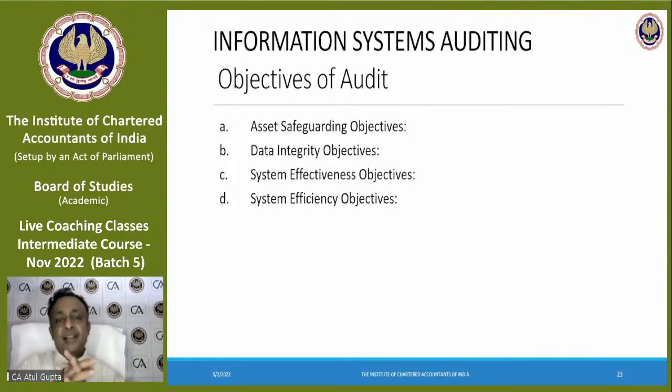Then system effectiveness and efficiency objectives. When you do an audit, what the auditor is to bring forward is that if there is a gap, if there is a lacuna in the way the system is configured, then you can find that through a system configuration check, whether the system is properly configured to ensure that all objectives of the system are properly achieved. That includes effectiveness as well as efficiency objectives.